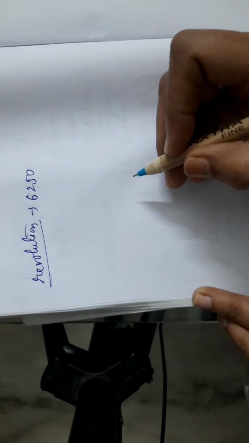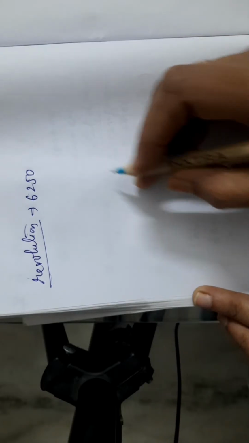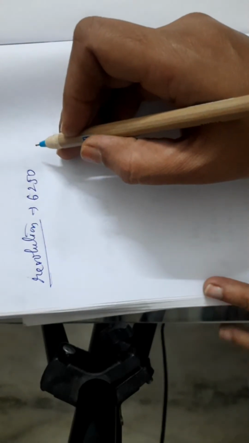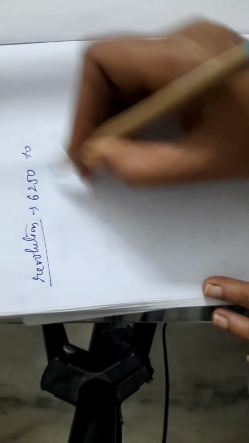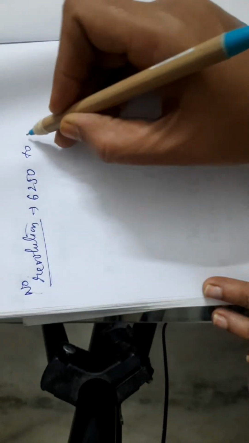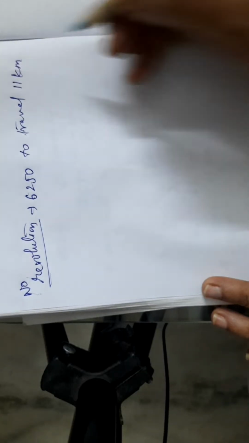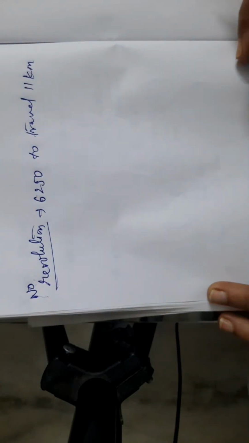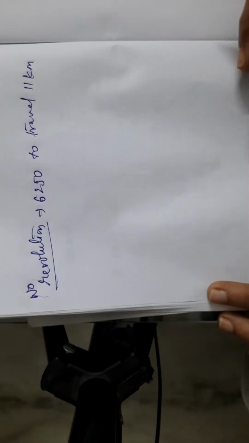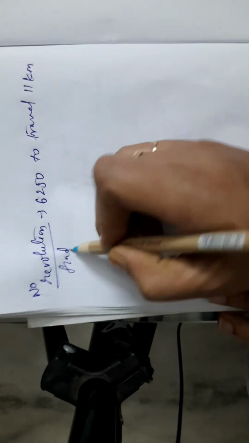6,250 revolutions in traveling 11 kilometers. Just the reverse of the question which we did. To travel 11 kilometers, it makes 6,250 revolutions. Find the diameter. You need to find the diameter.